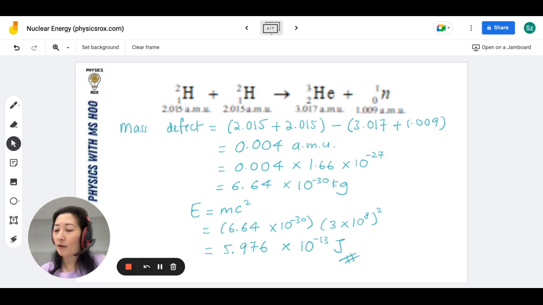So this is how we solve the energy calculation when given these kinds of values. Calculate the mass defect first by taking the total mass before minus the total mass after. If it's in AMU, convert it into kilograms, and then just substitute the value into the equation to solve for the value in joules.